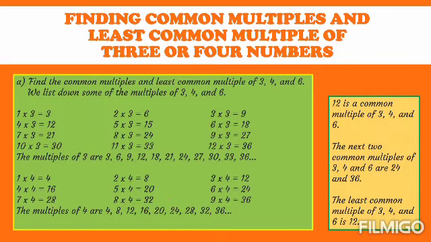Now class, listen. 12 is a common multiple of 3, 4, and 6. So the next two common multiples of 3, 4, and 6 are 24 and 36. So the least common multiple of 3, 4, and 6 is 12.